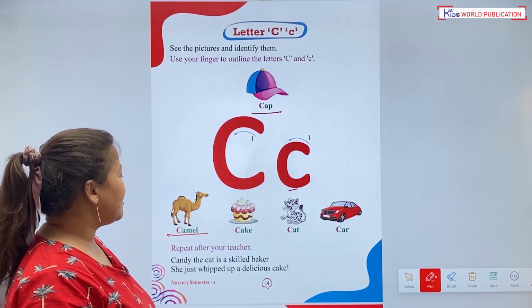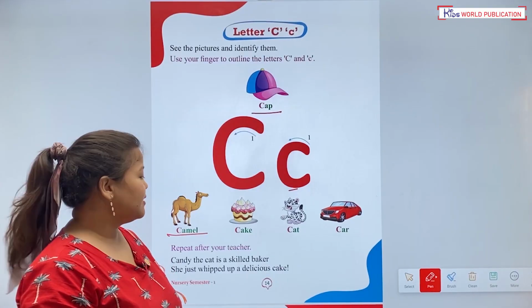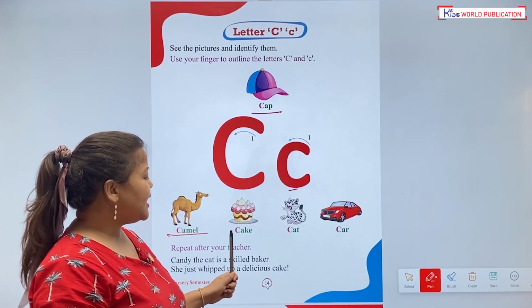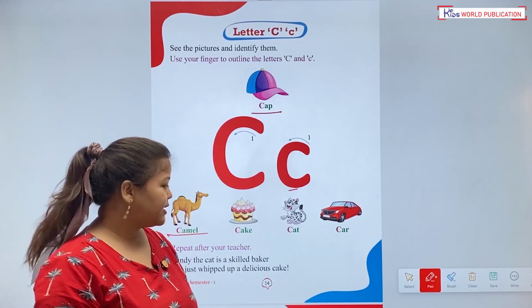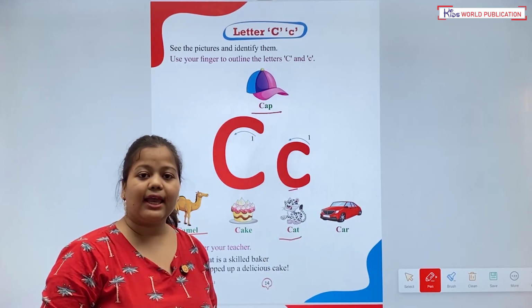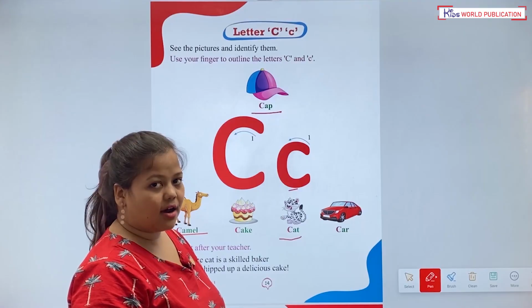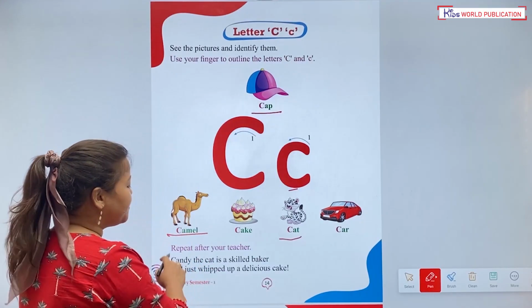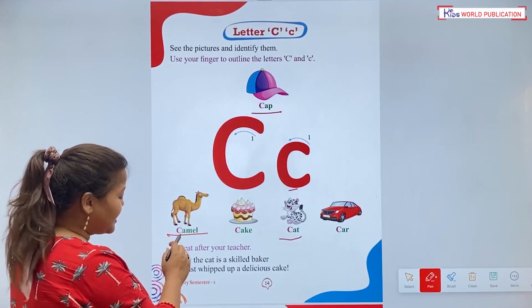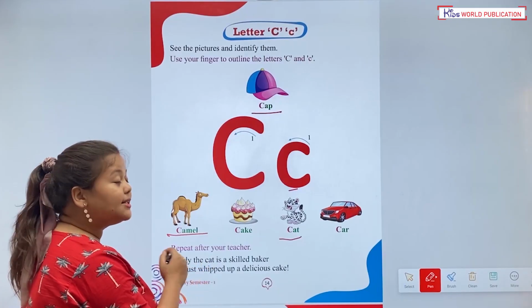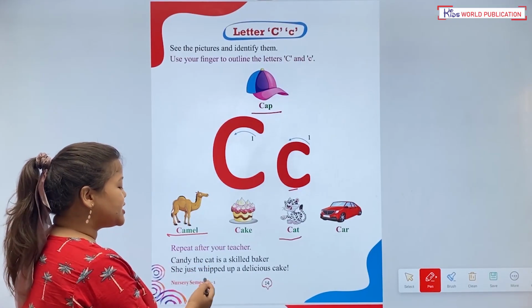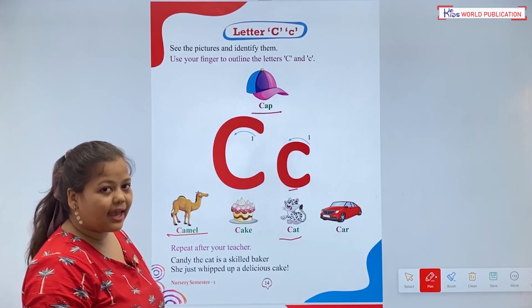Camel. C-A-M-E-L, camel. Cake. C-A-K-E, cake. Cat. C-A-T, cat. Car. C-A-R, car. Repeat after your teacher. Candy the cat is a skilled baker. She just whipped up a delicious cake.